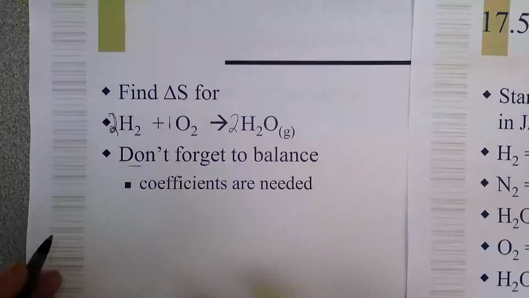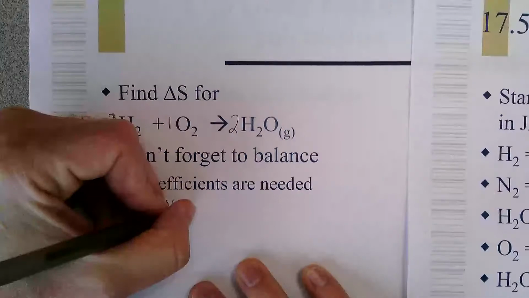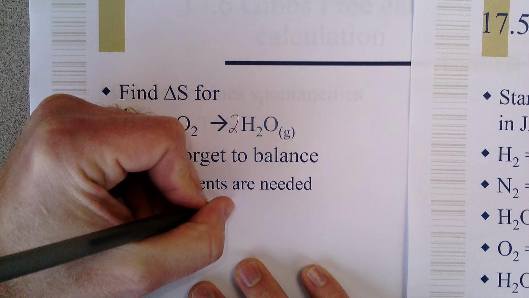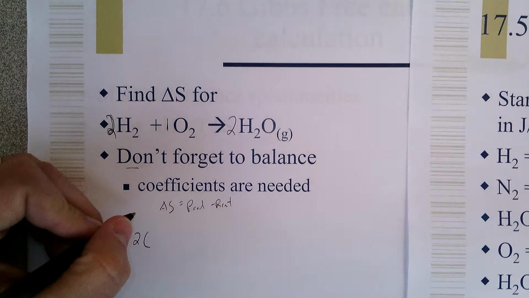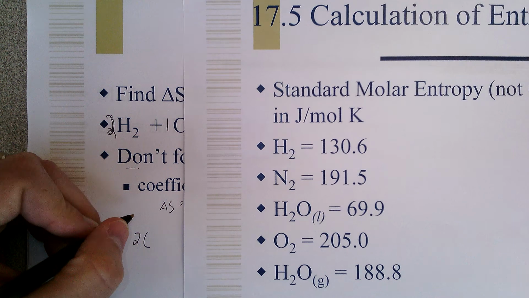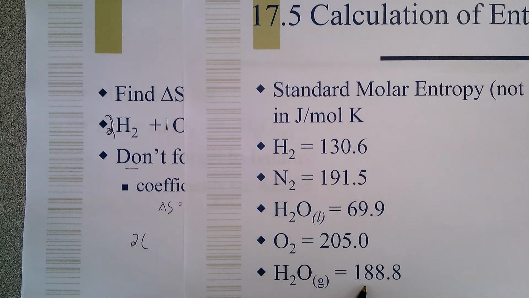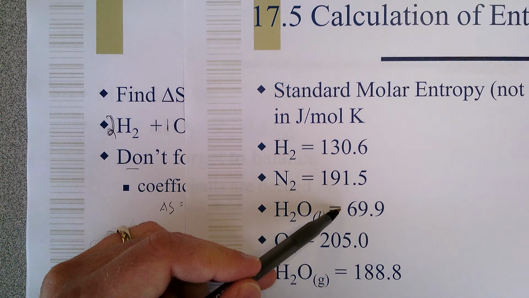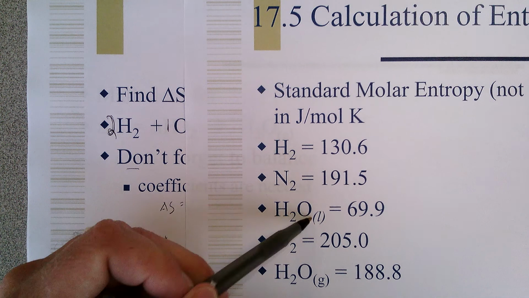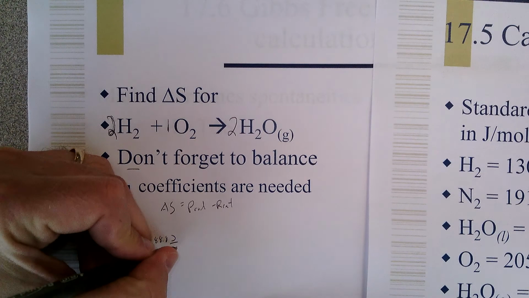So you might have your predictions on that, but let's go ahead and do the calculation so we can actually see it. Just like when we did delta H's, delta S is going to equal products minus reactants. So I'm going to do 2 times the water. If we look at water's randomness, its entropy as a gas is 188.8. Notice that is a lot more random than water as a liquid. That's a big difference there, so you have to pay attention to states. So 188 joules per mole Kelvin.